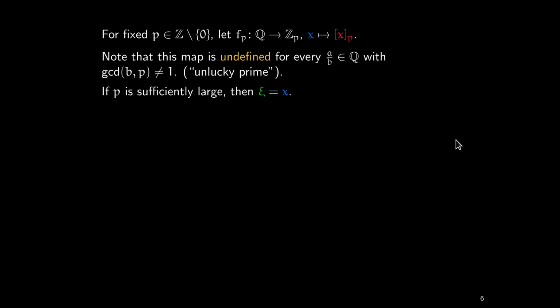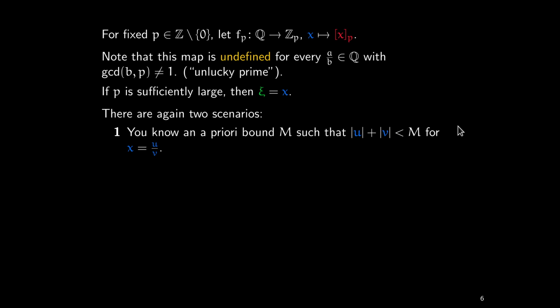And the question is again, what is sufficiently large? And the answer is again that there are two scenarios. And they are the same scenarios as before. Maybe you know a bound on how big the numerator and the denominator can become. So maybe there is a bound on the sum of the absolute values of numerator and denominator.